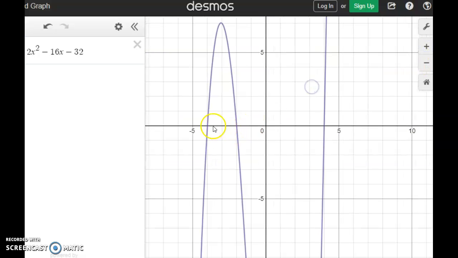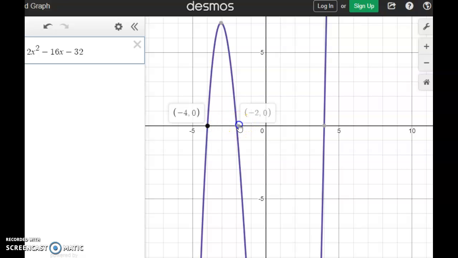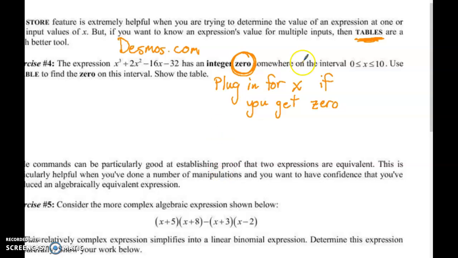Now, which one of these three answers is the one that I actually want? Well, if you go to the directions, it says that we want the answer that is bigger than 0 but smaller than 10. So that's what this means: 0 is less than or equal to x is less than or equal to 10. So we want a number that's bigger than 0 but smaller than 10.